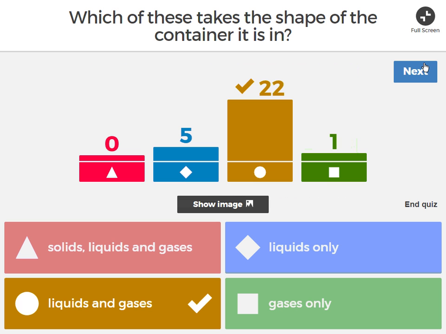Which of these takes the shape of the container it is in? Okay. Yes. We've got a couple people who said liquids only. All right. So we got gases. Liquids can take the shape of their container too. They're fluid-like. Definitely gases as well.